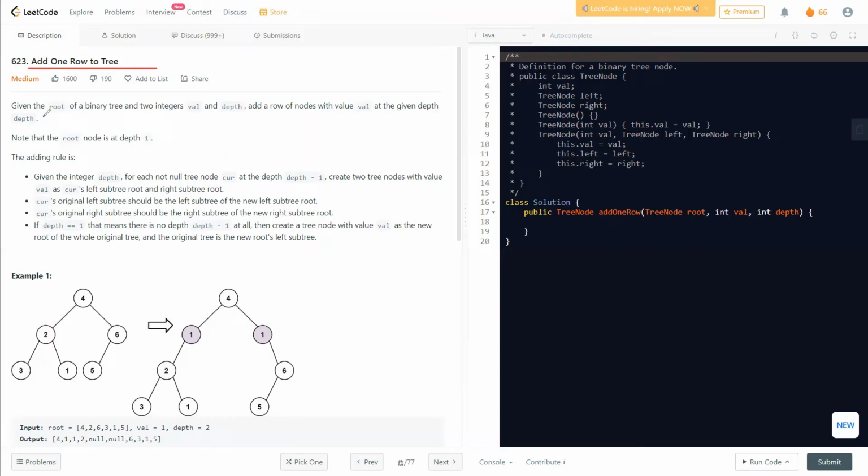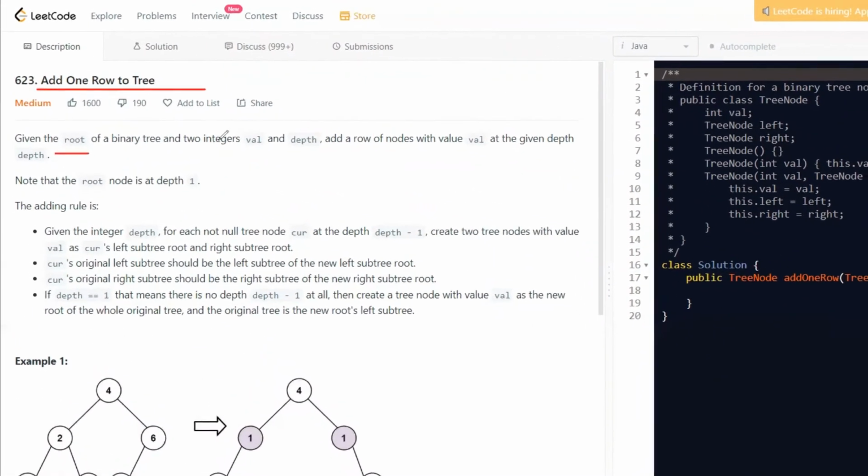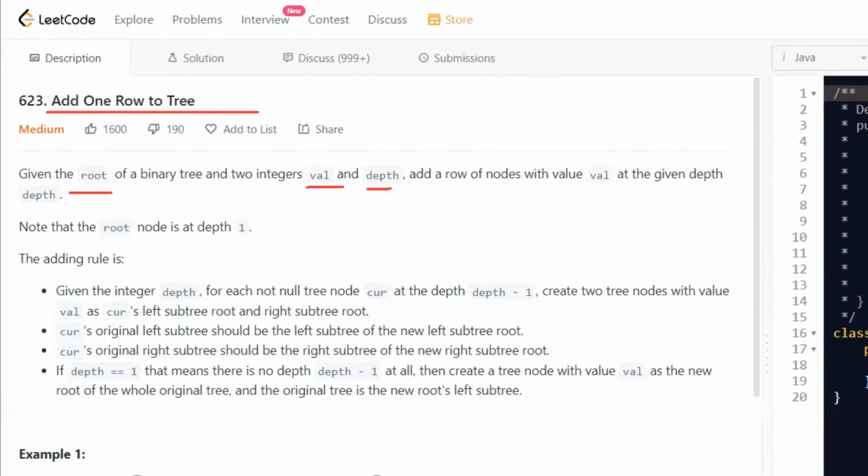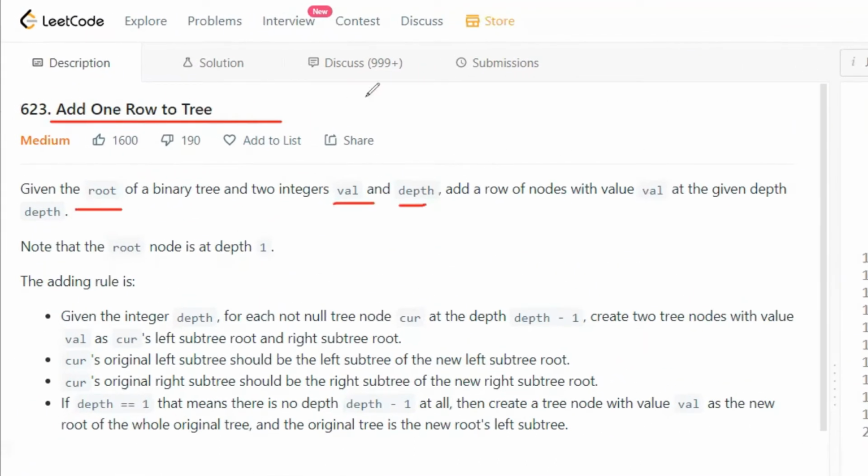The question says we are given the root of a binary tree and two integers, val and depth. Those are the two values given to us. Then we're going to add a row of nodes. Remember, it's a row of nodes that needs to be added, not a single node, with value equals val, at the given depth. So at that depth, we need to add a row of nodes. Note that the root node is at depth 1, and they mentioned that the root starts at depth 1. Now there are some rules they mentioned about how we should add it.